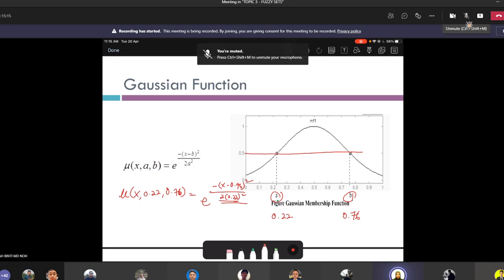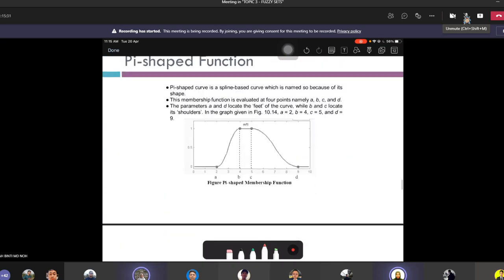Madam, untuk Gaussian function ni, dia punya value A dengan B, Y value dia 0.5 je lah kan? Yes. Okay. Dia cuma cari dekat mana point dia dapat 0.5. Alright. Itulah A dengan B dia. Okay, thank you.